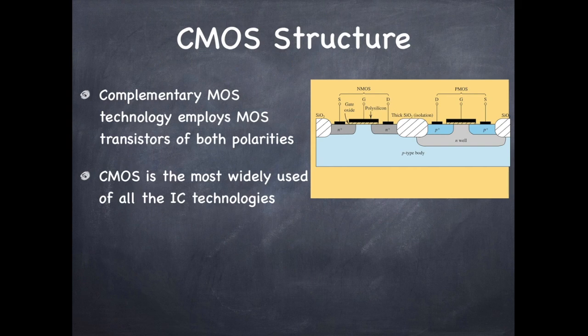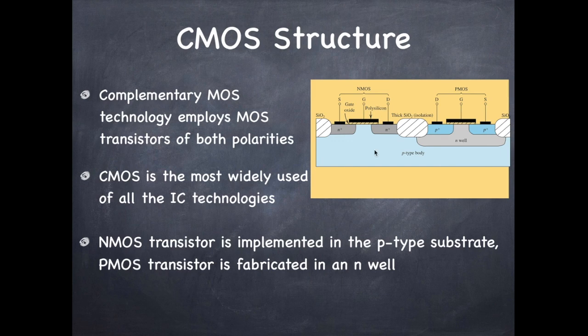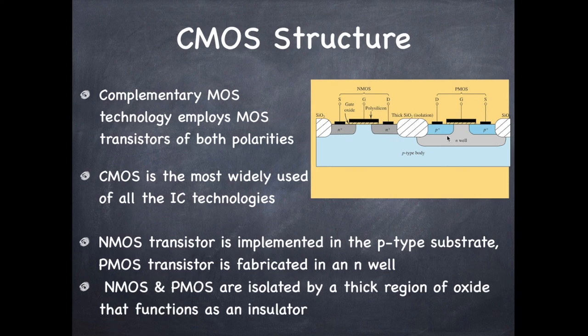The figure gives the cross section of CMOS. Here we can see how PMOS and NMOS transistors are fabricated. Here NMOS is implemented directly in the P-type substrate, but for the PMOS transistor, an N well is created and then the PMOS is fabricated. And these devices are isolated from each other by a thick region of oxide which functions as an insulator.